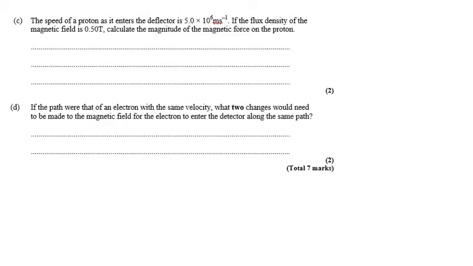So the magnitude of the force on the proton is calculated from F equals BQV. It tells us that B is 0.50 teslas. It's a proton, so the charge on it is 1.6 times 10 to the minus 19 coulombs, and its velocity, it tells us, is 5 times 10 to the 6. If we multiply those three numbers together, we get 4 times 10 to the minus 13 newtons.